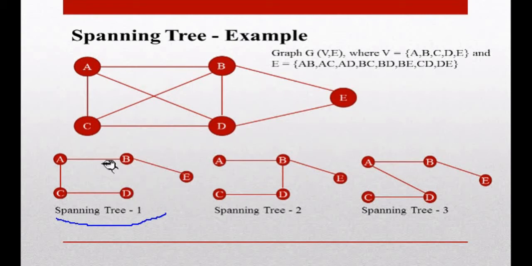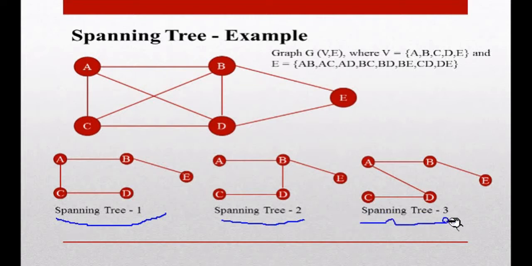Otherwise the tree becomes invalid. That means it becomes a graph again. Likewise, let's take the second spanning tree. In this case also we have chosen a subset of the edges such that it forms a tree, and all the vertices are connected. So we have AB, we have BD, CD and BE. Adding one more edge will make a cycle, and removing an edge will make it disconnected.